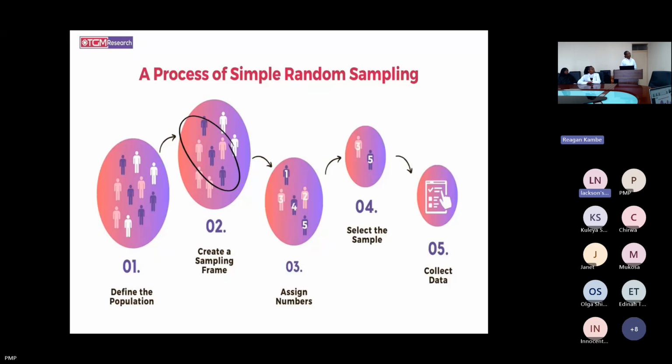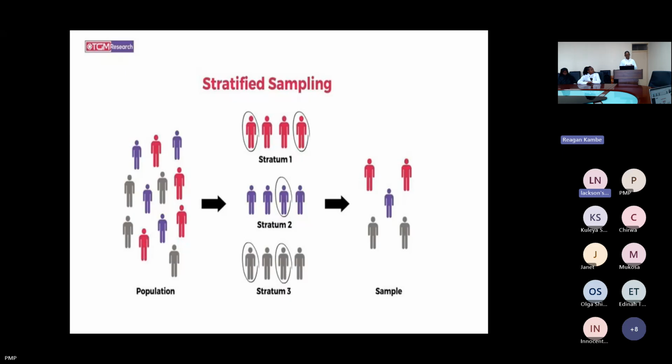In the process of simple random sampling, we define the population. We create a sample from the population. We assign numbers to the sample. We select the sample and then we collect data. Under stratified sampling, again, we define the population. We put the population into strata and then identify the sample.